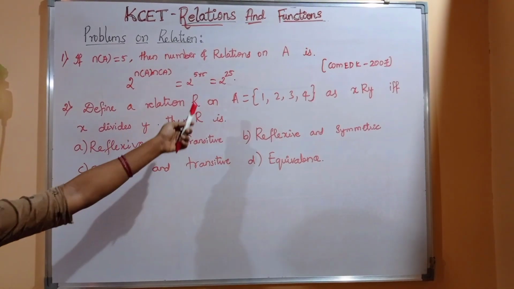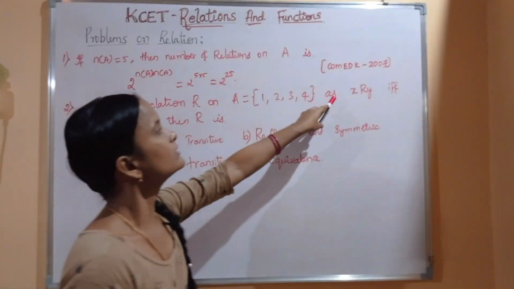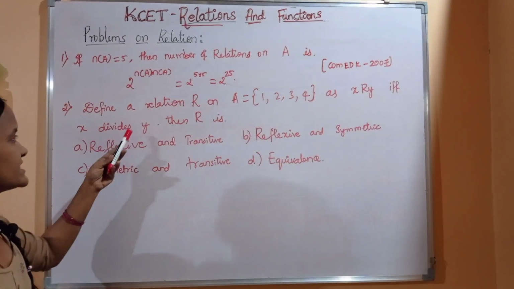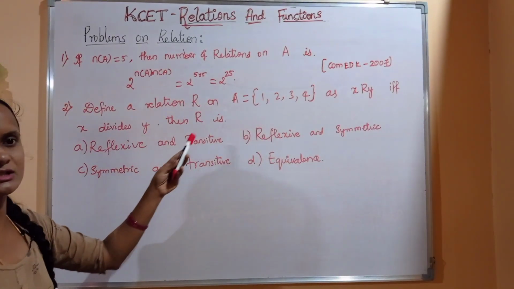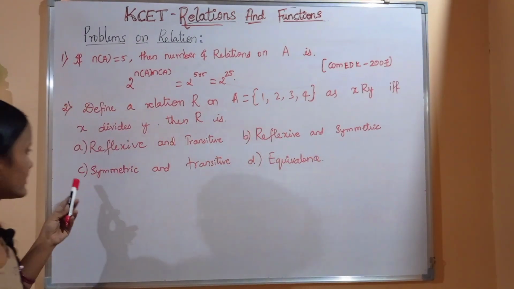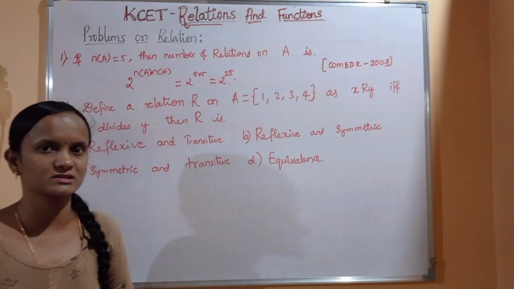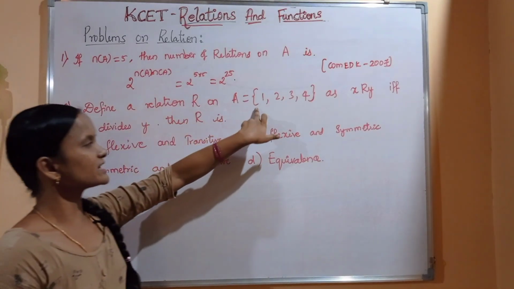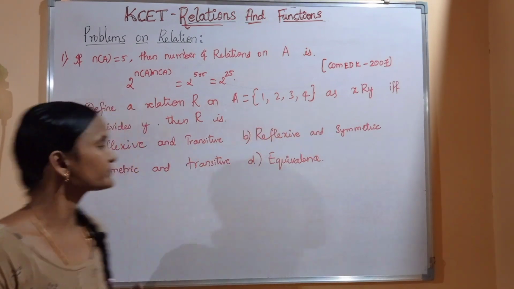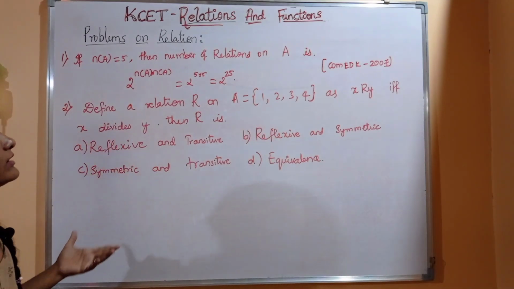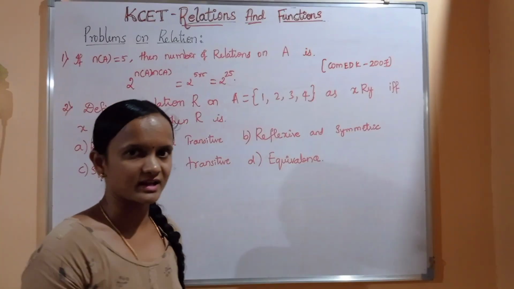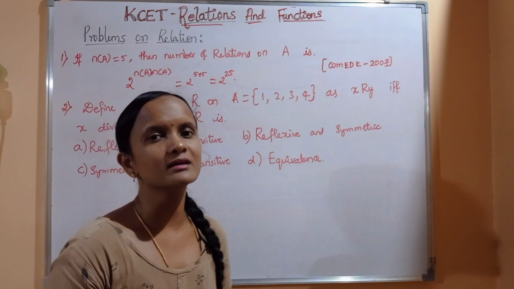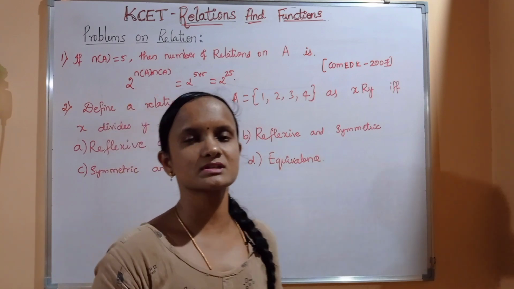Next, define a relation R on A = {1, 2, 3, 4} as x is related to y if and only if x divides y. Then R is reflexive, transitive, symmetric and transitive, equivalence. So here the condition is that x divides y and the numbers are 1, 2, 3, 4. In order to check reflexive, symmetric and transitive, you should know them. If you do not have a clear idea, please check the relation session in the playlist.